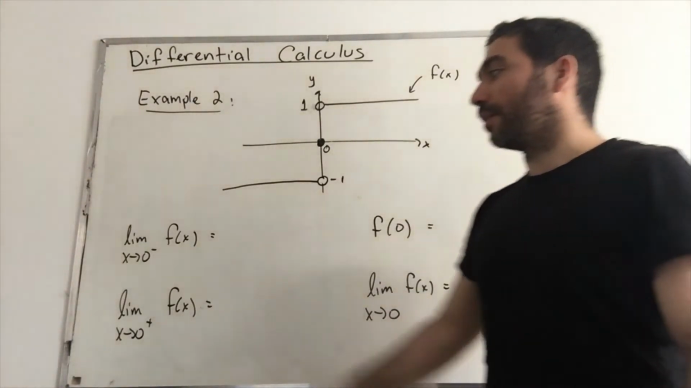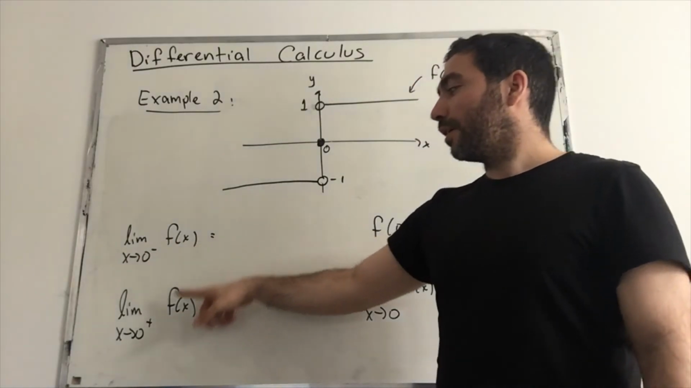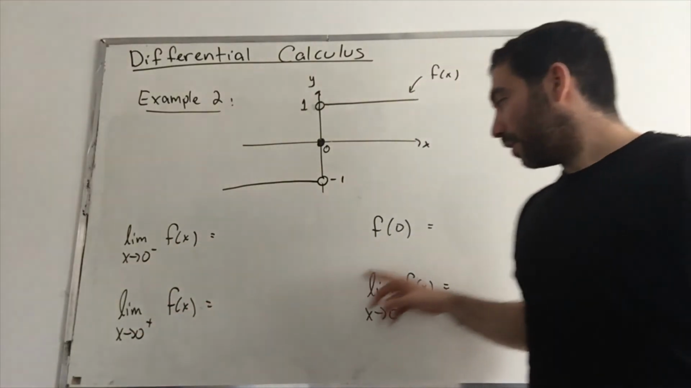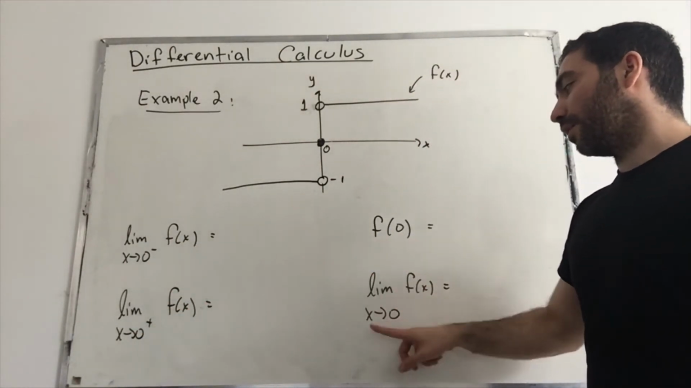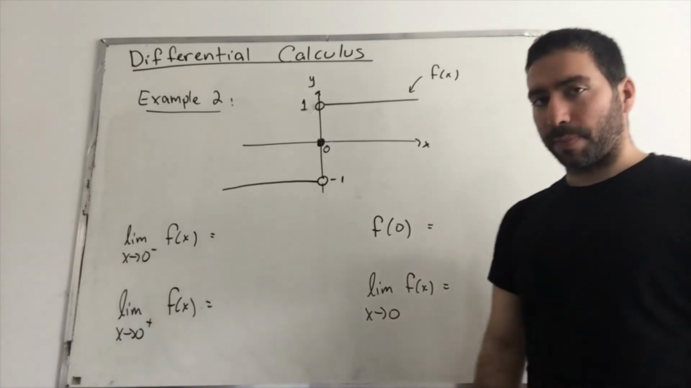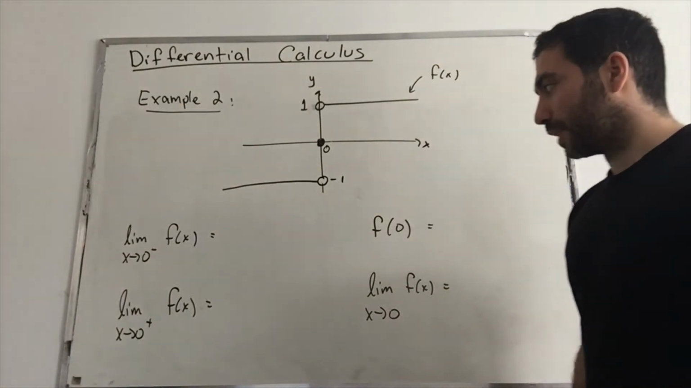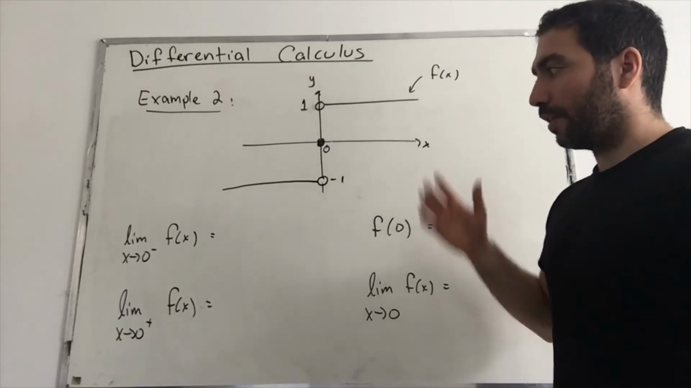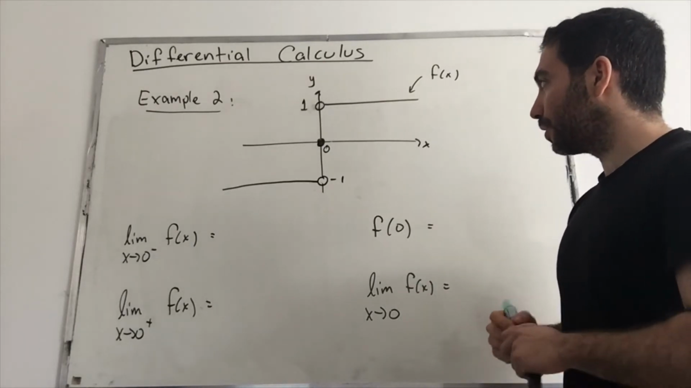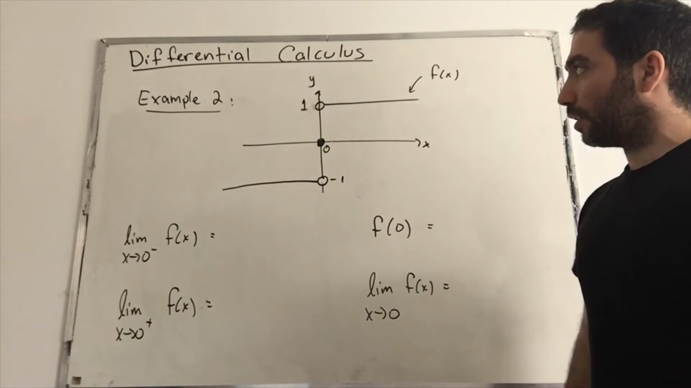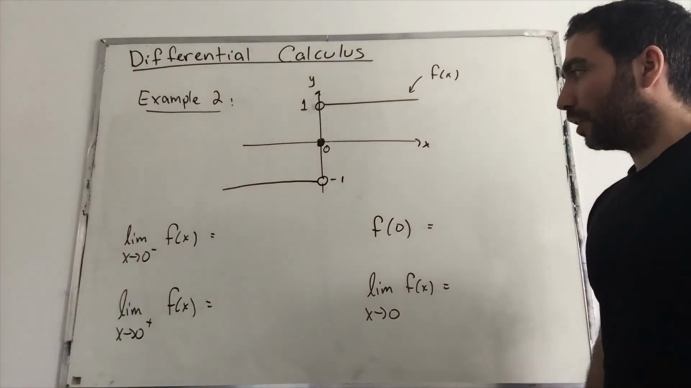And it's asking us to find the limit as x approaches 0 from the left side, the limit as x approaches 0 from the right side, f of 0, and the limit as x approaches 0 of f of x. So I'll give you a couple of seconds to pause the video, think about this question, and find your own solutions. And let's solve this together.